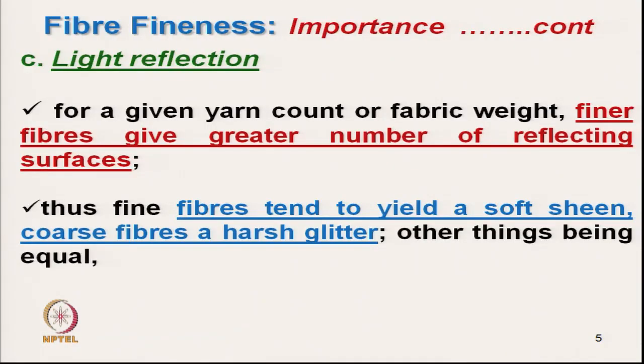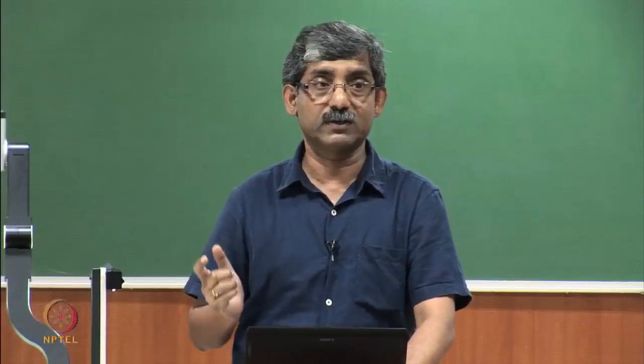Thus, finer fiber tends to yield a soft sheen, a soft glitter, soft brightness, but coarser fiber will give harsh glitter, because it will start reflecting from a particular surface. So, harsh glitter it will give, other things being equal.